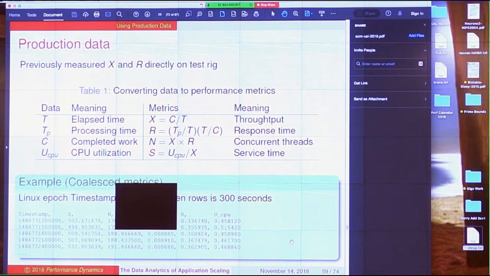So what you're seeing here in the bottom of this slide is essentially a set of timestamp data. And there's X, the throughput, N, level of concurrency, number of concurrent threads running, S is the service time, determined through the CPU utilization, R is the response time, and so on.